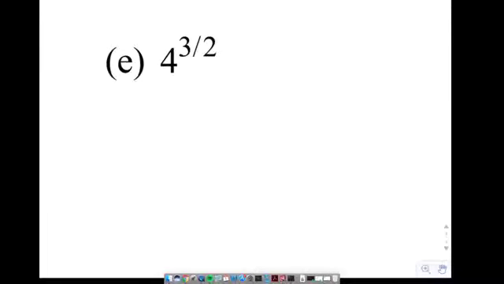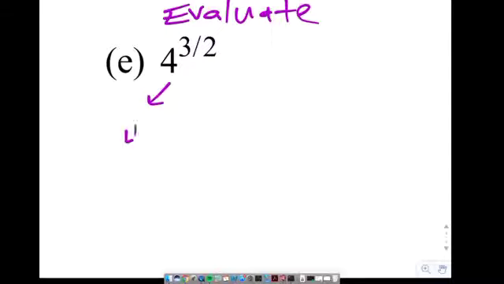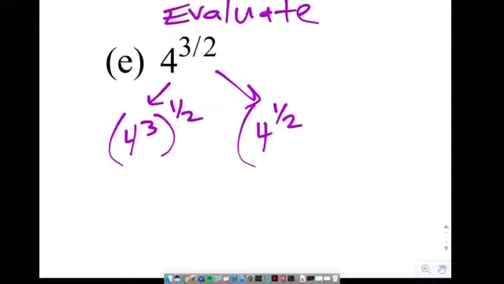All right. 4 to the 3 halves. You see any variables in there? I don't either. So this one, the instructions instead of simplify could be just evaluate. And if you had a calculator to do it, it would take all the fun out of it, okay? So 4 to the 3 halves, as we said yesterday, could be written as either 4 cubed and then to the 1/2 power, or it could be 4 to the 1/2 power and then the quantity cubed.